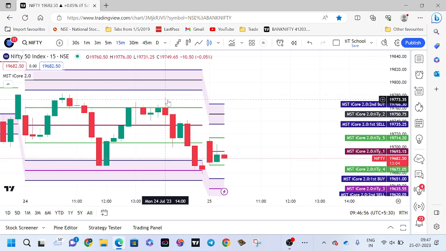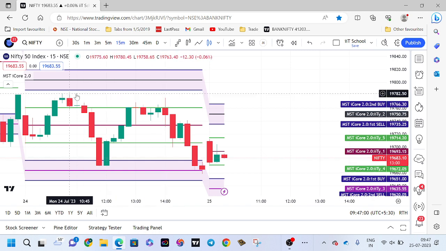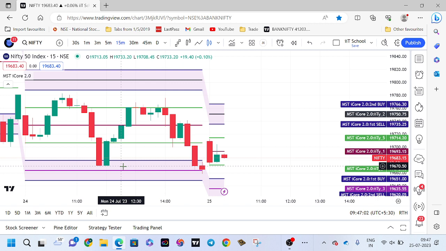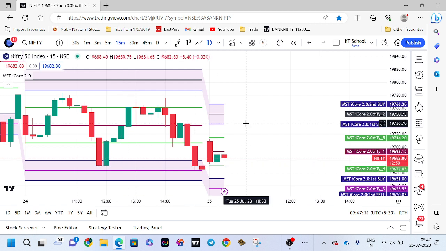The beauty of the indicator is it exactly respects the resistance zone and the supply zone. No other supply zone will be performing like this. No other demand zone will be performing like this except our tool. So that is what we are saying. Don't waste your money without any knowledge or with a false indicator.